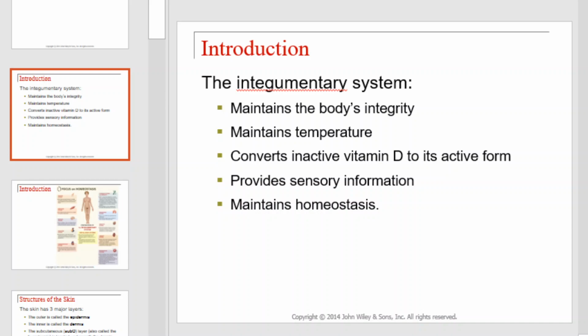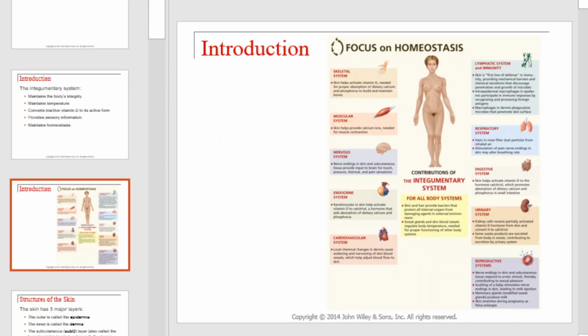The integumentary system maintains the body's integrity. It maintains temperature, converts inactive vitamin D to its active form, provides sensory information, and helps maintain homeostasis. This graphic will provide you with a basic understanding of the contributions of the integumentary system to our homeostatic functions in the body. The other body systems and their homeostatic functions are also listed here.